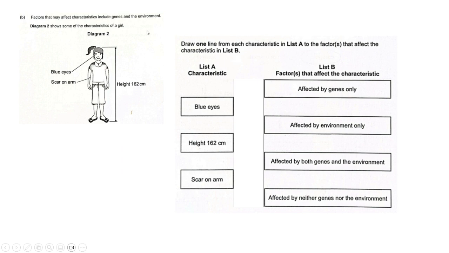Factors that may affect characteristics include genes and environment. We've done that before. So, blue eyes are affected by genes only. You inherit your eye color from your parents. Your height is both genes and the environment. Some people tend to be taller, but depending on their upbringing and their diet, they're going to grow more or less. The scar on the arm is affected by the environment only. So these were the correct answers to get 3 marks.